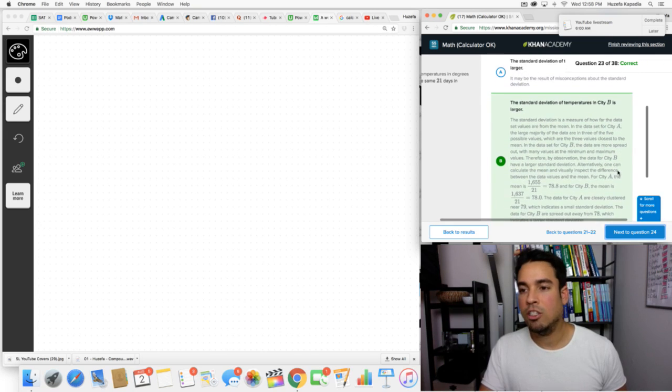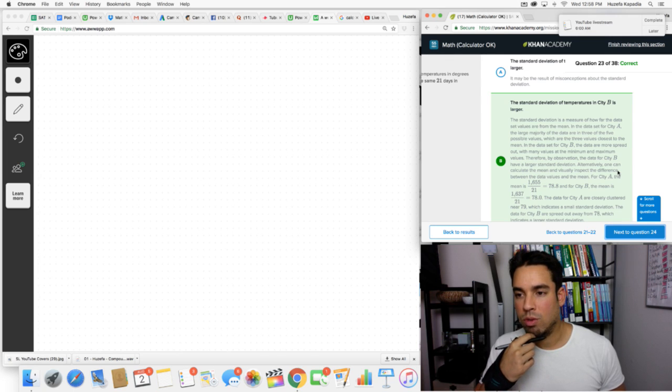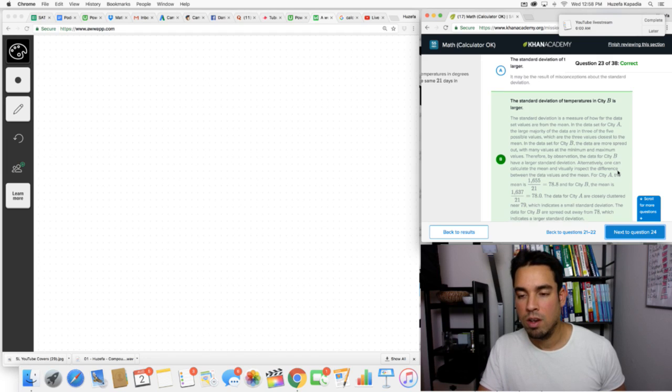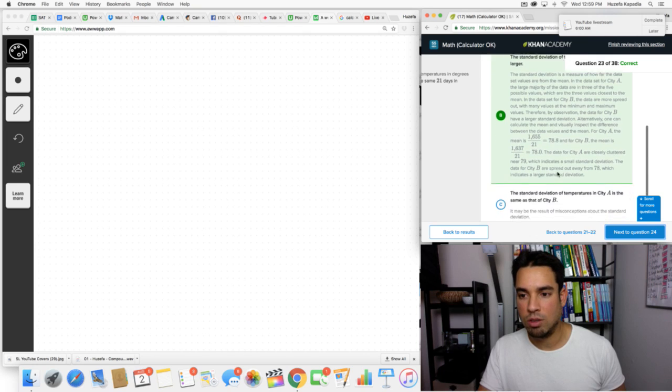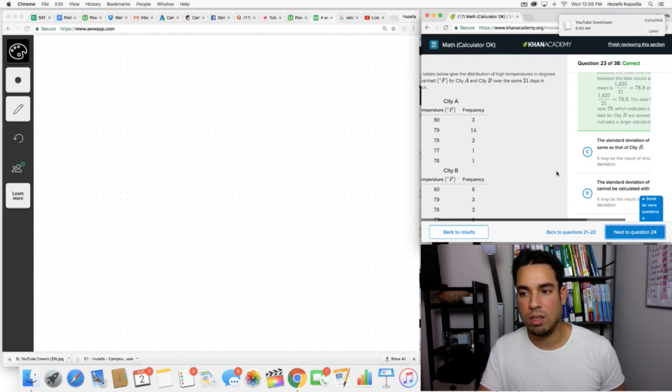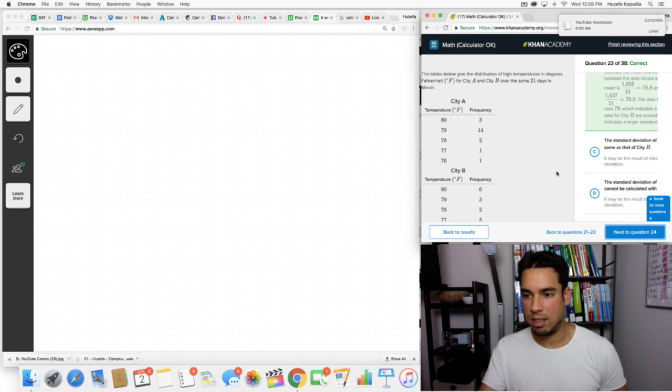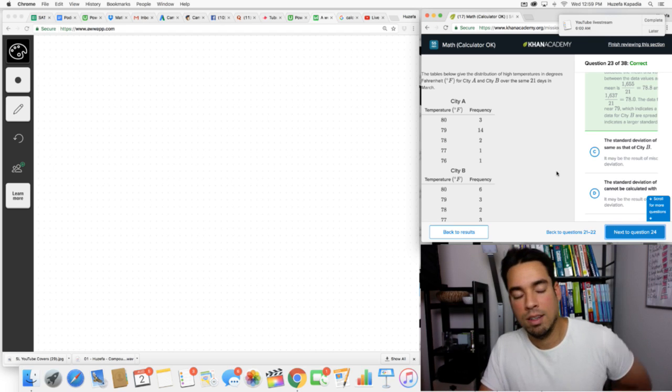Okay, the standard deviation is a measure of how far the data set's values are from the mean. In the data set for city A, the large majority of data are in 3 of the 5 possible values, the 3 values closest to the mean. In the data set for city B, the data are more spread out with many values at the minimum and maximum. Therefore, by observation, the data for city B have a larger standard deviation. And then they talk about calculating. So I couldn't remember the exact calculation, but you don't even need to in this case. I think the point is you can sort of observe and figure it out.